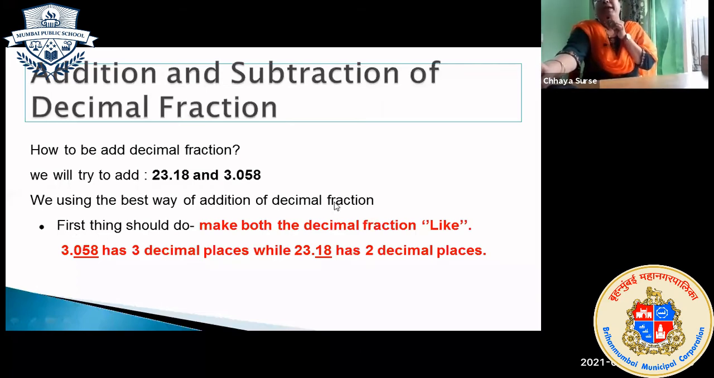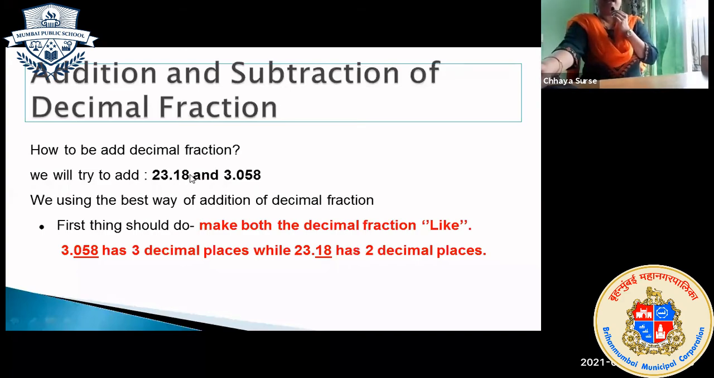First thing you should do is make both the decimal fractions like. Means, after the decimal point, how many digits are here? 23.18, how many digits are here? 2 digits. After the decimal point, 2 decimal places. And in this number, how many decimal places? 3. So when you want to add decimal fractions, you have to make them like fractions.